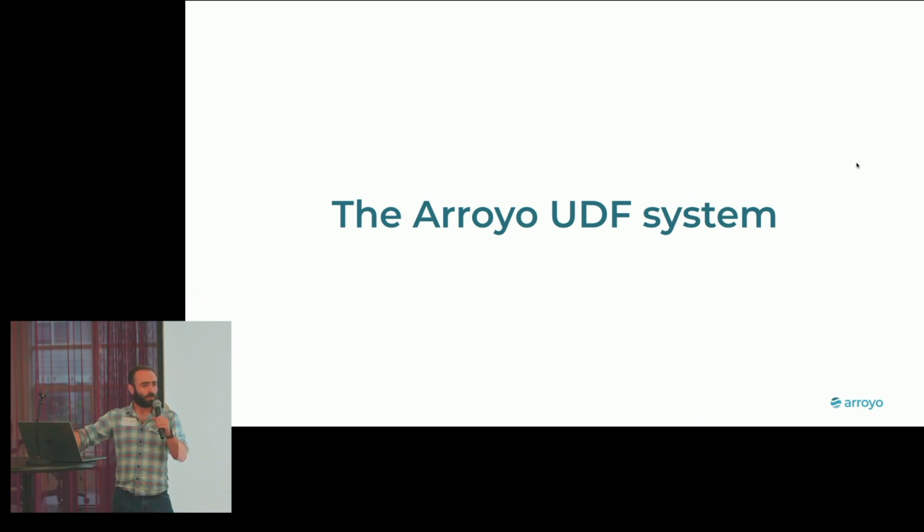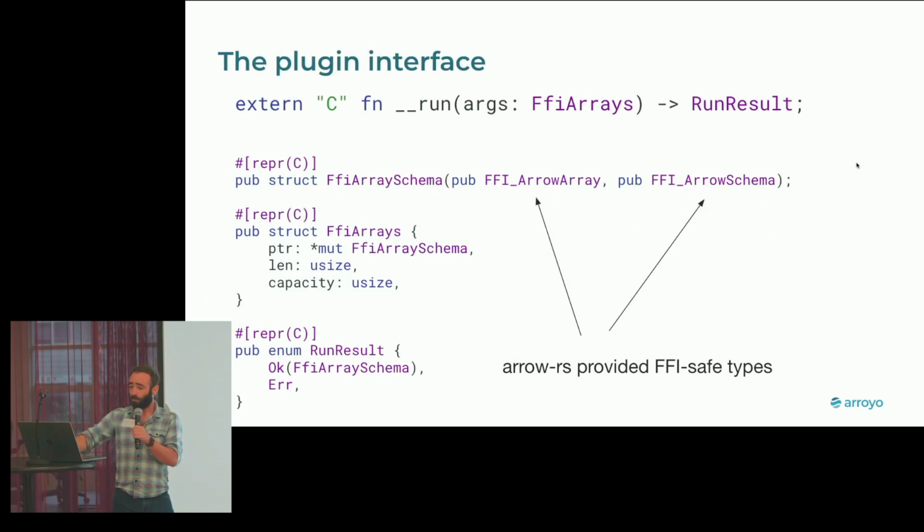So that's all kind of the background. Here's how this actually works in Arroyo. This is our plugin interface, at least for the simplest case of synchronous scalar UDFs. We have a single function we export, which is called run. We underscore it a few times to reduce the chance of running into any other symbols that the user might define. This takes what we call FFI arrays as an argument and produces a run result.